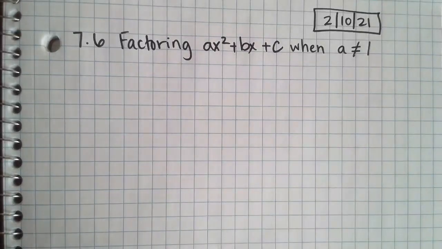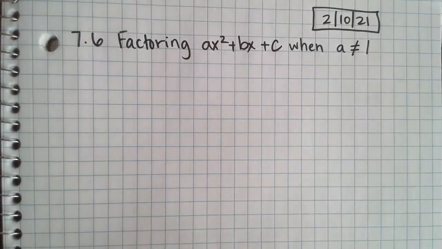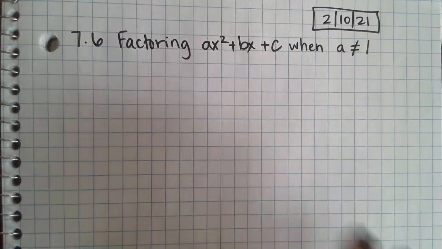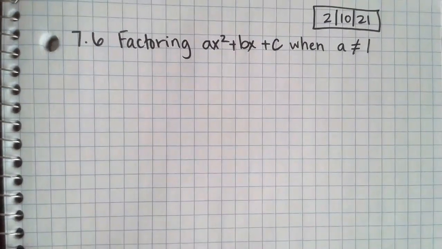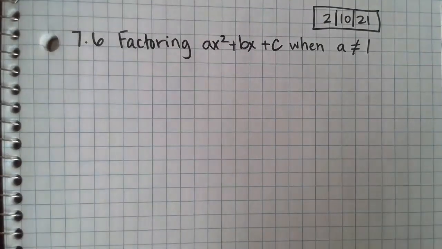But we can factor when A is not equal to 1, and we can factor when the numbers aren't always easily factored, like we were doing yesterday. So let's start. We're probably going to do this just by baptism by fire, just getting in there and doing practice and seeing how it works.